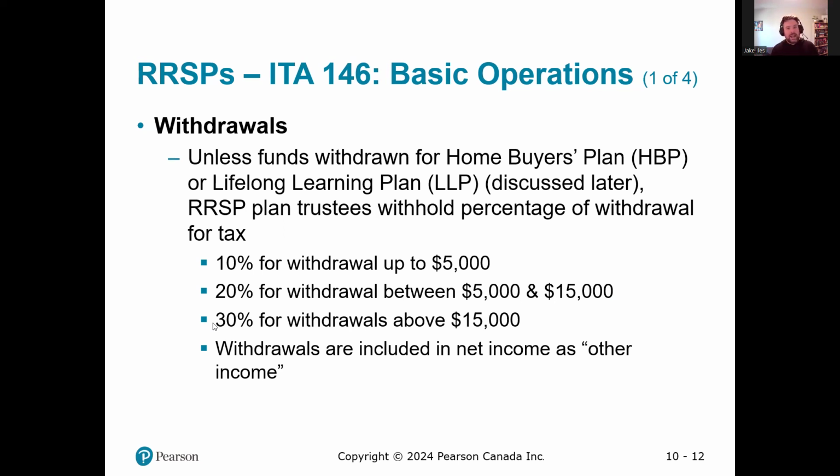When you have an account with a bank, the bank will handle this for you. Withdrawals are included in net income as other income. So I've withdrawn $30,000. That's included in my income, and my withholdings of 30% are applied against my taxes.